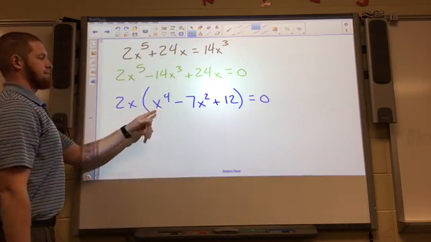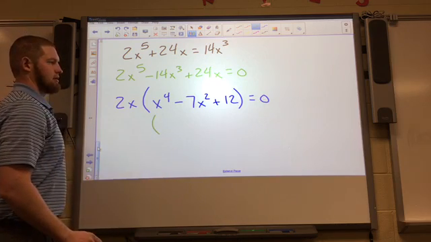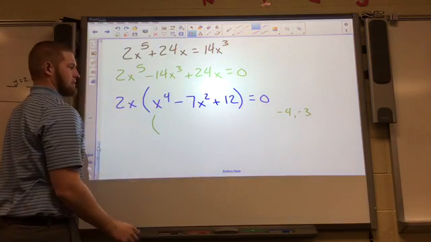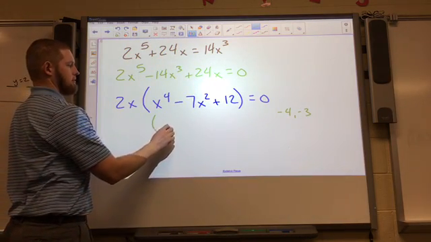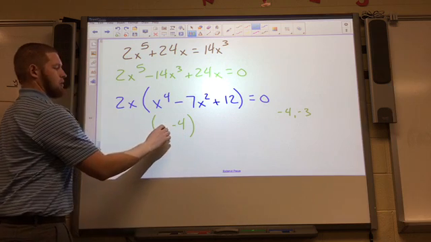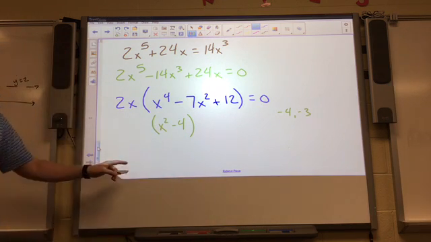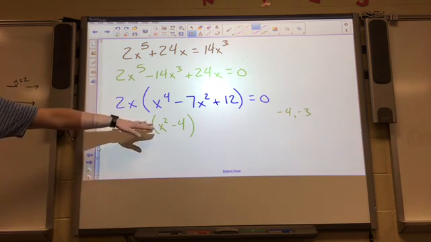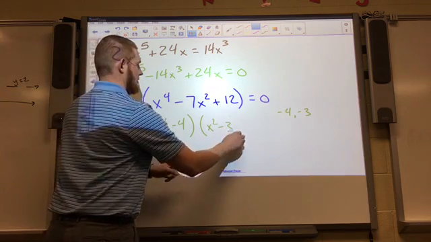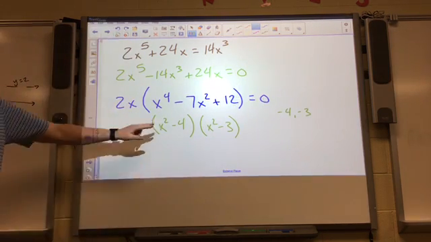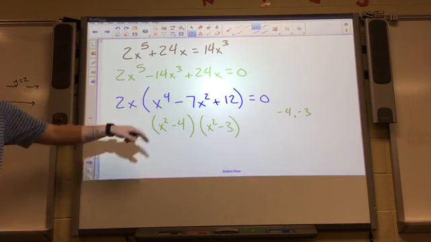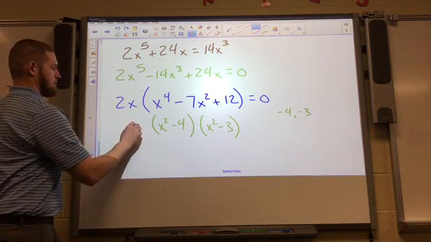Okay, so Isaiah, when I factor this, what do I get? My numbers are negative 4 and negative 3, yep. So I have x squared minus 4, because my negative 4 goes there, and then x squared minus 3, there you go. Now remember, we did x squared times x squared, because that's x to the 4. And then on the outside I have 2x.